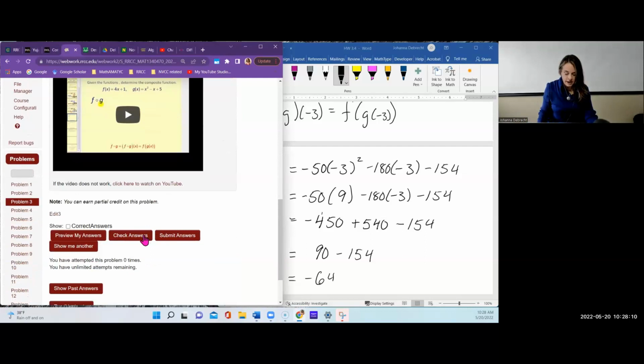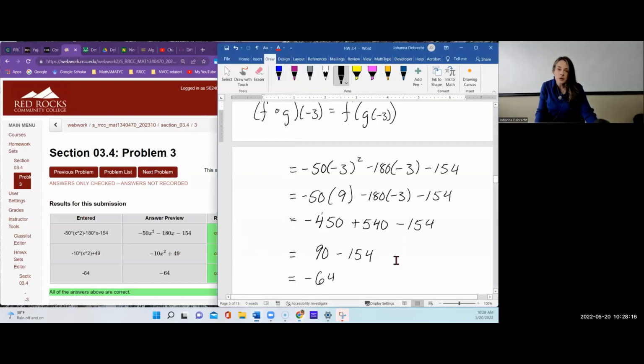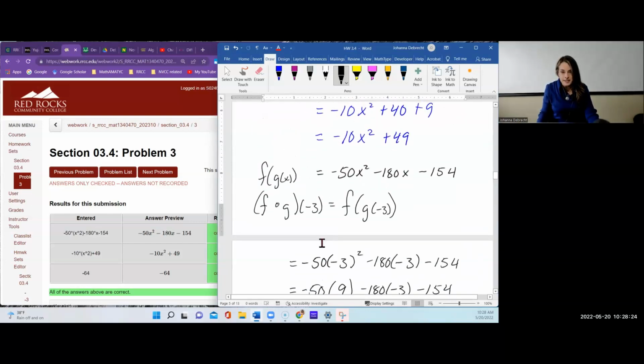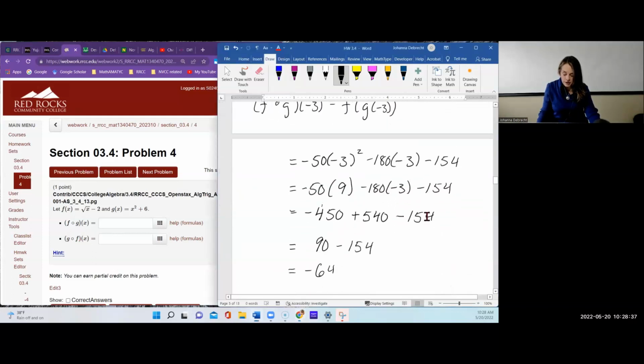Let's try it and see how we do this time. All perfect. Whenever you make a mistake, it is usually a negative sign. So those are good places to look for it when you do the distributive property. Even when you draw the arrows, you can make mistakes. Let's take a look now at the next problem, number 4. In this problem, we're simply supposed to do f composed with g and g composed with f. Let's go ahead and work that one out now.